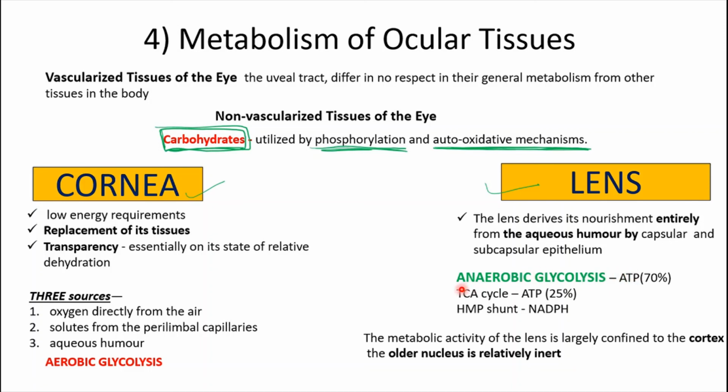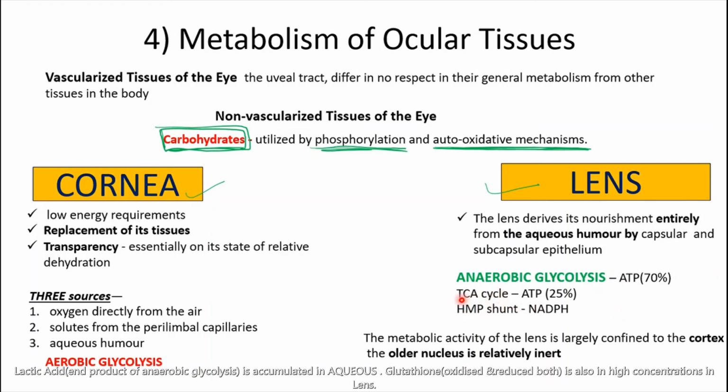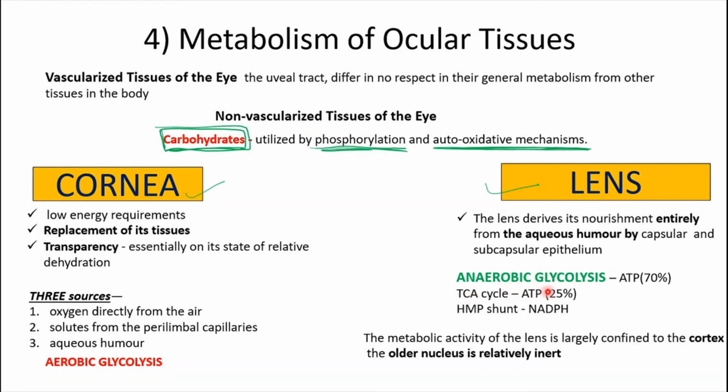70% of ATP is generated by anaerobic glycolysis, and it can also perform the TCA cycle and HMP shunt. The TCA cycle is an aerobic pathway, right? It can utilize some amount of oxygen via the dissolved oxygen in aqueous humor. So that will give up to 25% of ATP. And NADPH can also be a source of energy via the HMP shunt. So these are the important things in the lens. And the last important point is the metabolic activity of the lens is largely confined to the cortex. The older nucleus is relatively inert.